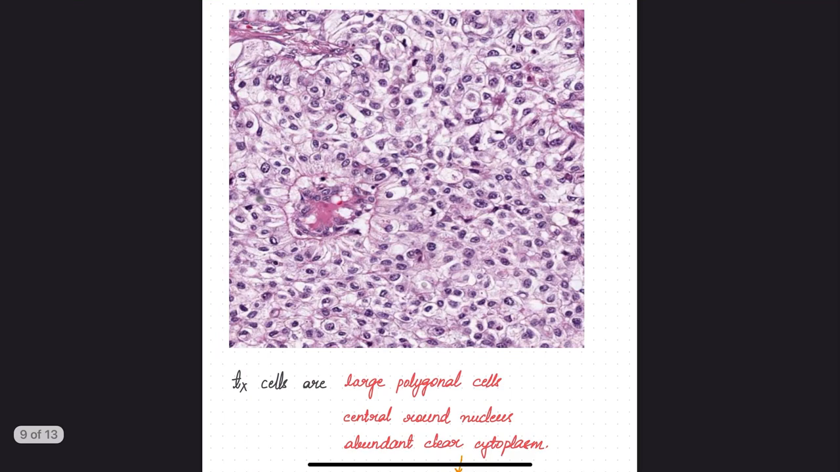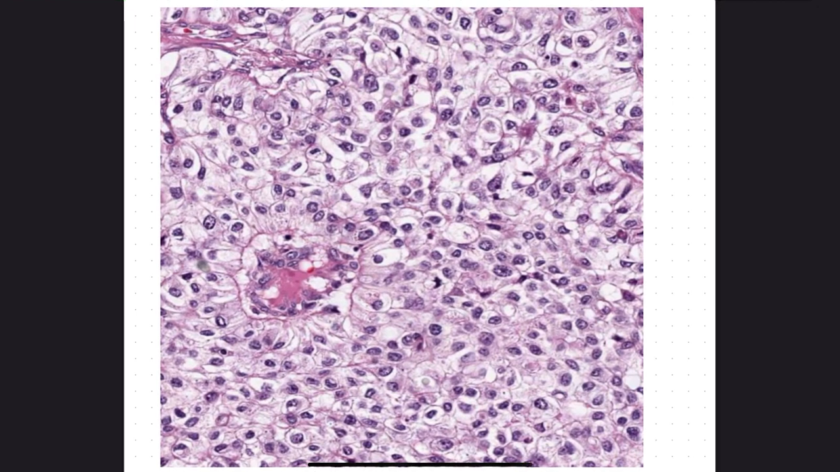This is the high magnification view of the microscopic slide. The individual tumor cells are large and polygonal in shape. The nucleus is large, round, and centrally placed. Coming to the cytoplasm, it is neither eosinophilic nor basophilic.